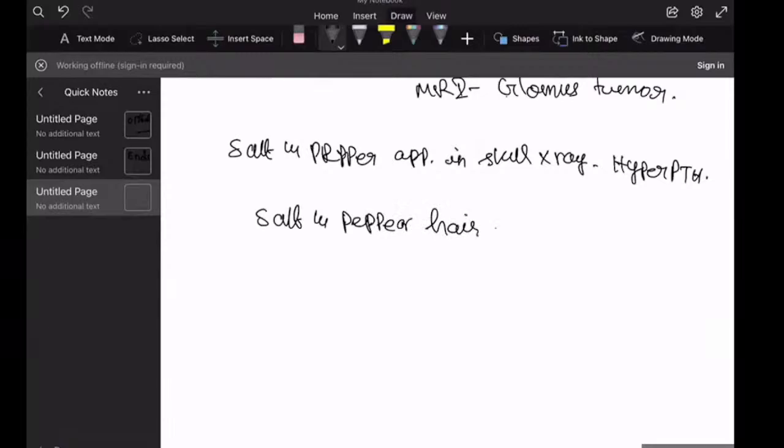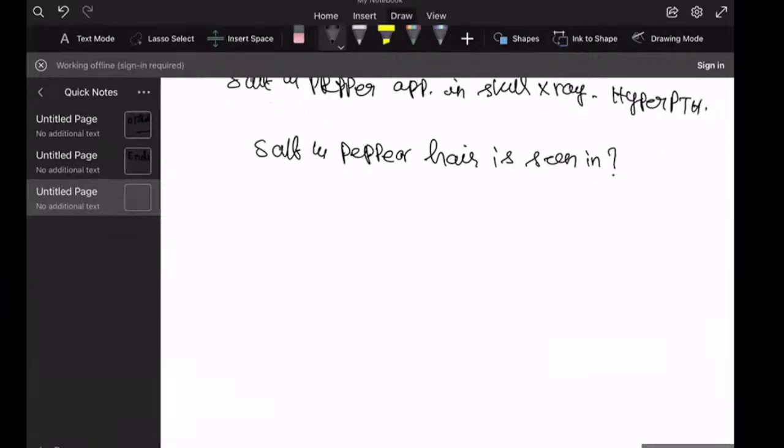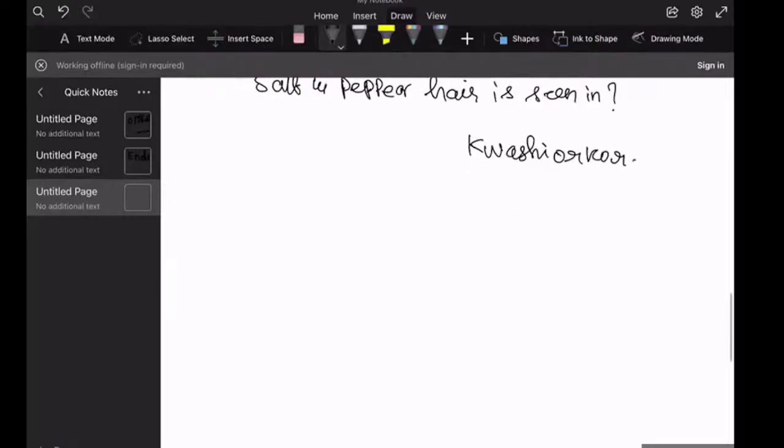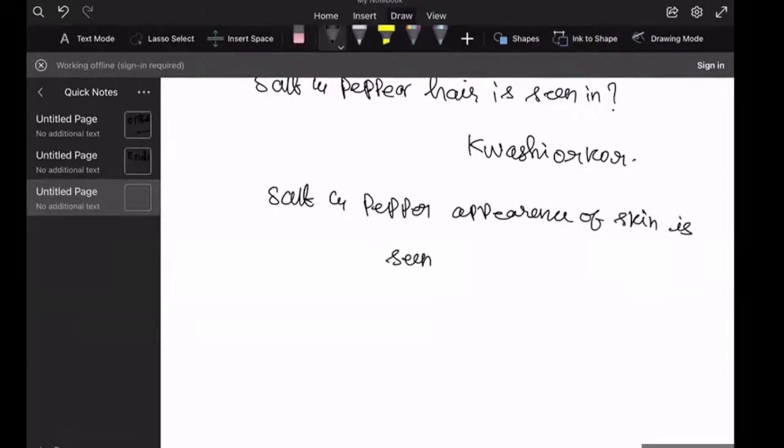Salt and pepper, this question is for you guys. Salt and pepper hair is seen in scleroderma? No, in scleroderma you're going to get salt and pepper skin. In pediatrics, salt and pepper hair is seen in which condition? This is the clue for you guys. Salt and pepper appearance of skin is seen in scleroderma.